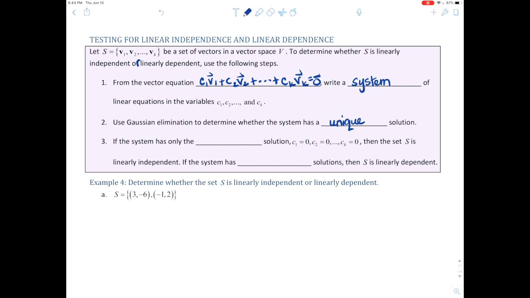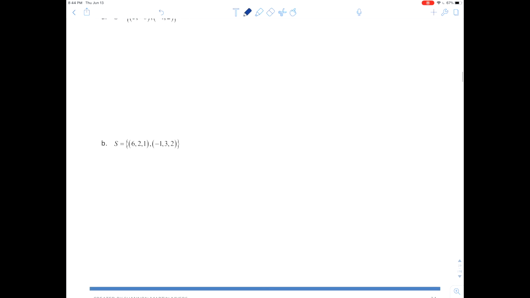If the system has only the trivial solution, C1 is 0, C2 is 0, all the way down to CK is 0, then the set S is linearly independent. If the system has non-trivial solutions, then S is linearly dependent. Cool, cool? Okay, so let's do it.